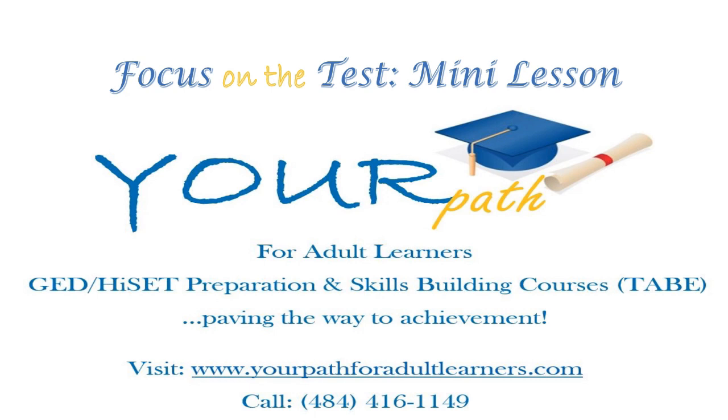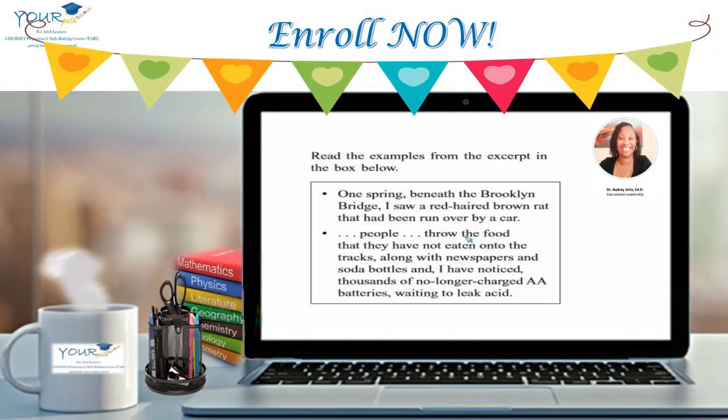So now on to our lesson for the day. Here's what a test item may look like. Read the examples from the excerpt in the box below. One spring beneath the Brooklyn Bridge, I saw a red-haired brown rat that had been run over by a car. People threw the food that they had not eaten onto the tracks, along with newspapers and soda bottles, and I have noticed thousands of no longer charged AA batteries waiting to leak acid.